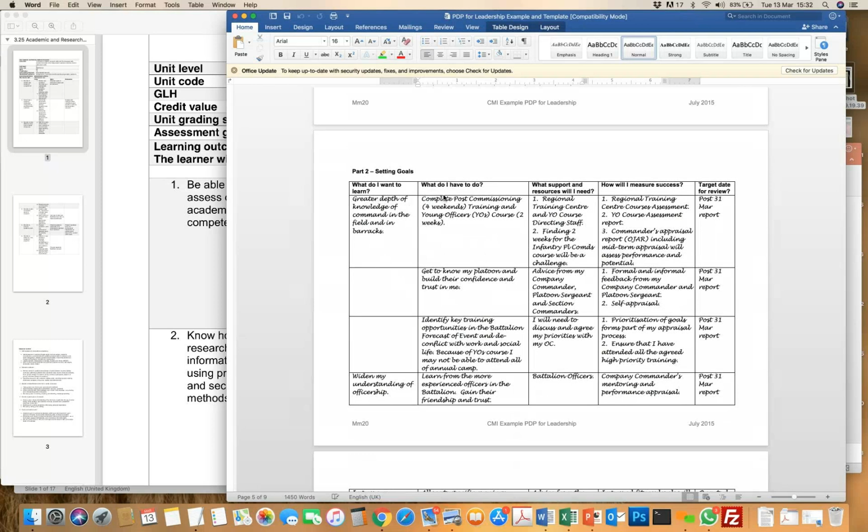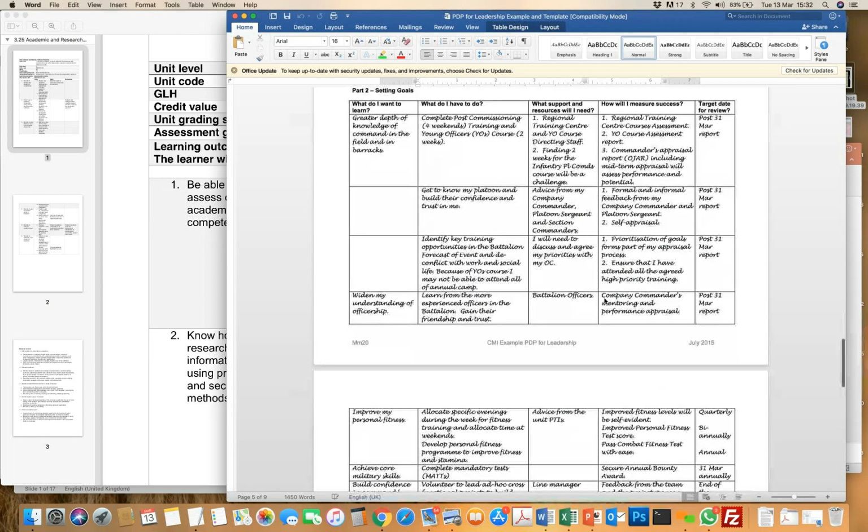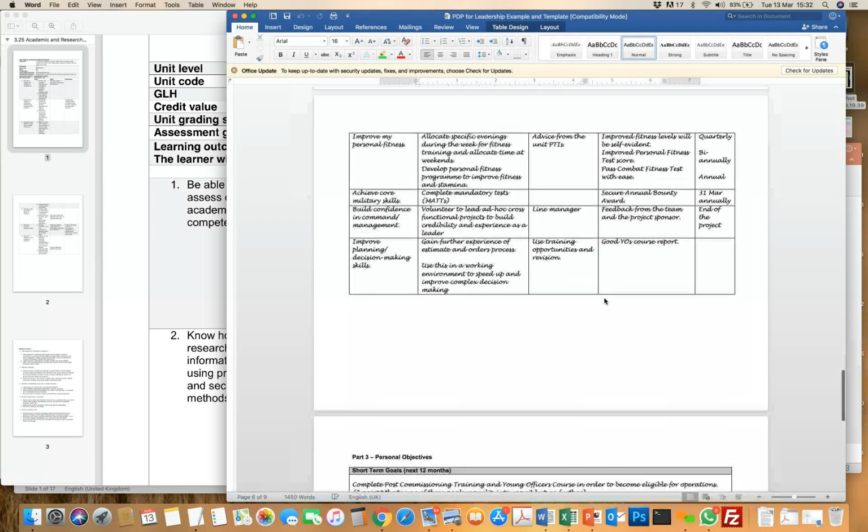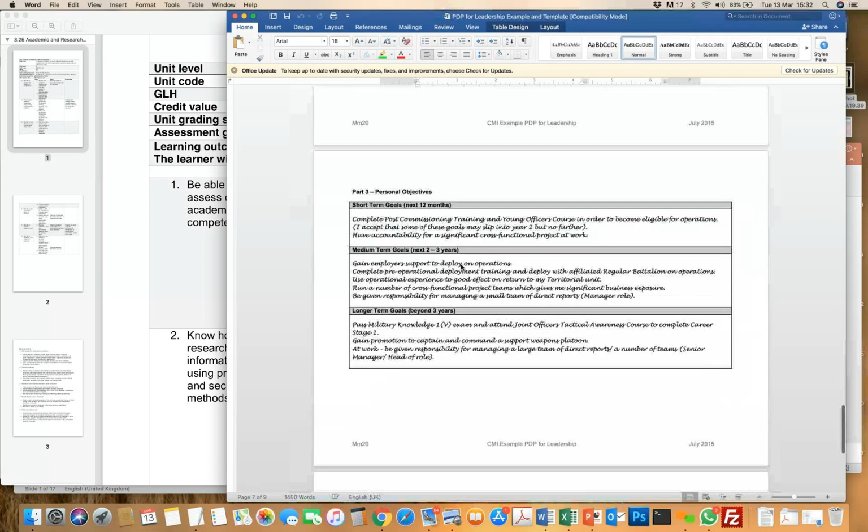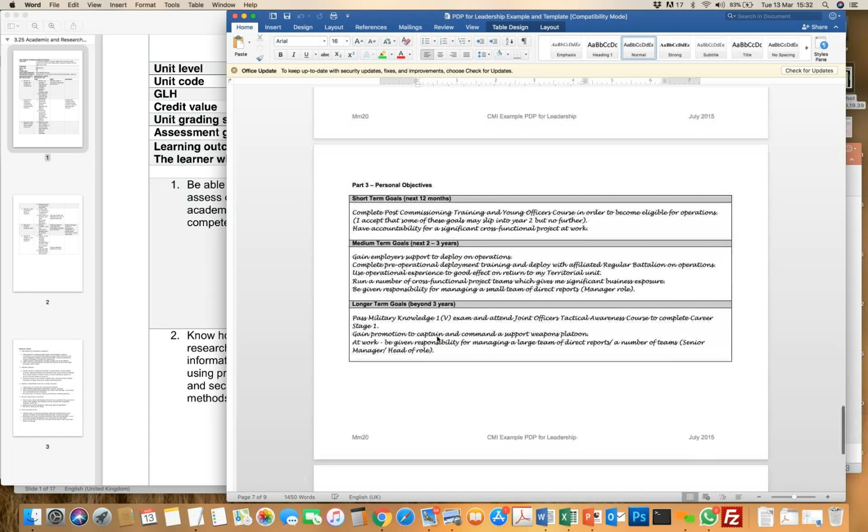So what do I need to learn? What do I have to do? What supports and resources do I need? How will I measure success? And what's the review date? So the same format of the CPD, as you see, has come in, and he's filled that up, including who's going to be reviewing it. And then he's put some personal objectives as well. Then he's classified them into short-term, medium, and long-term goals. So short-term is 12 months, medium is 2 to 3 years, and long-term is 3 years.